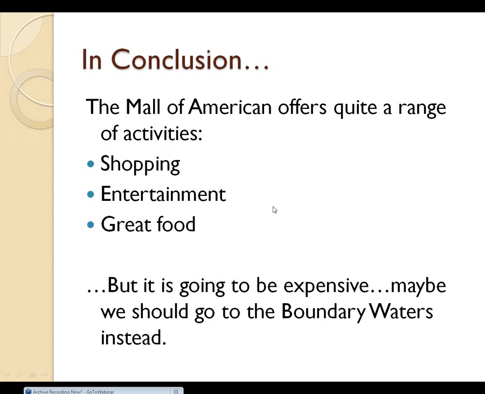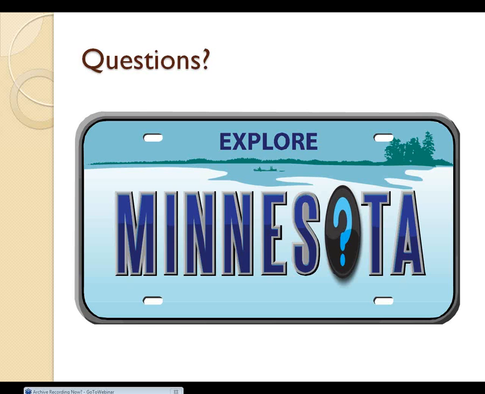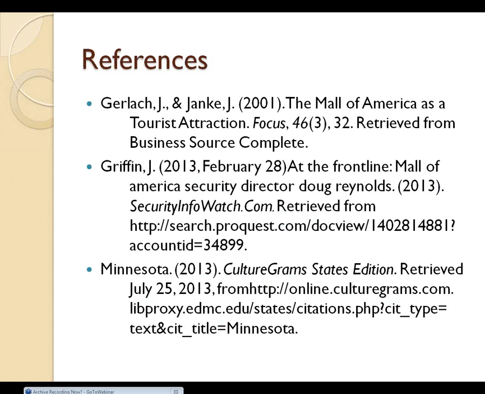And so in conclusion, I just rounded everything up, and I don't know if everyone is familiar with the Boundary Waters, but it's an outdoor place where people like to go to canoe in the upper portion of Minnesota. It's a lot of camping, so it's kind of the total opposite of the Mall of America, ha. So any questions on that? And then I've got my references.